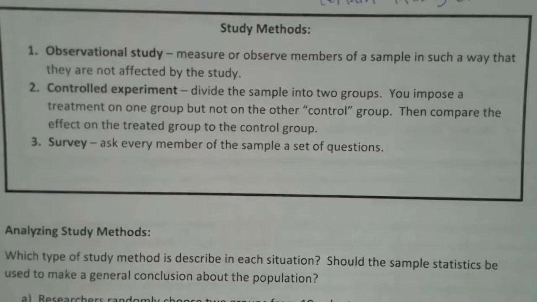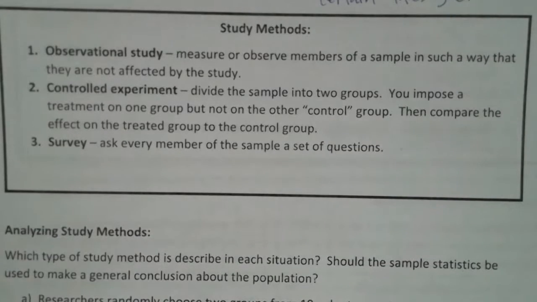A controlled experiment, you divide the sample into 2 groups. Say a lot of medicines do this. They give one group the medicine, they give the other the placebo, right? And then they see if the medicine actually works compared to the placebo, which wouldn't work. So a control group and then another one. The last one is a survey. So you just ask a bunch of questions to a set of people.